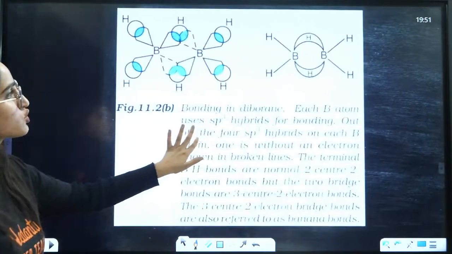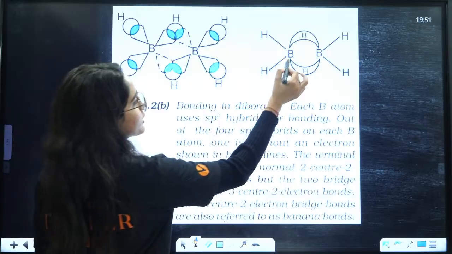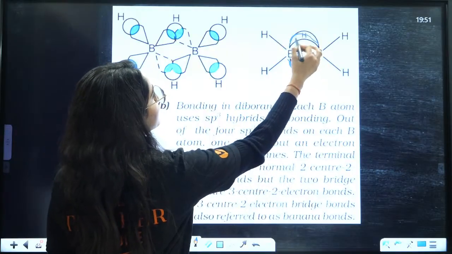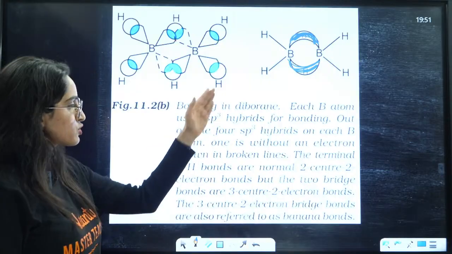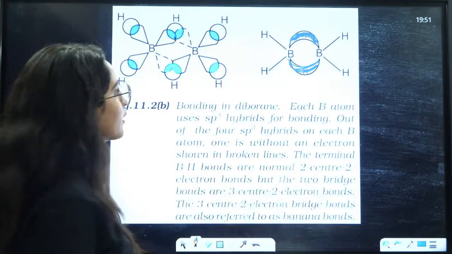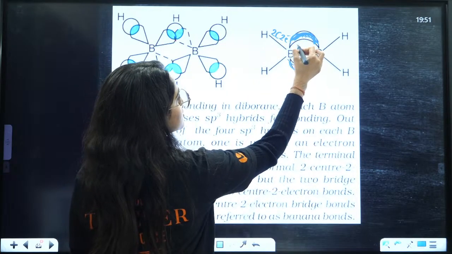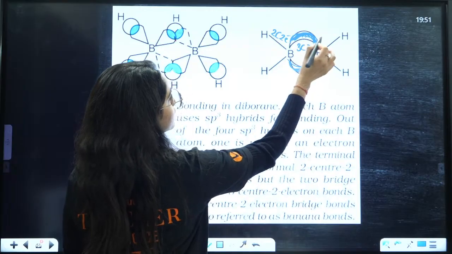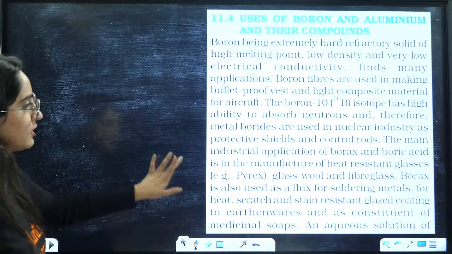Now this is your structure of diborane. Very important. These are your 2 banana bonds. This is explained over here: which is 2-centered and which is 3-centered, as I have already told you. This is 2-centered 2-electron and this is 3-centered 2-electron, which is also called banana bond.